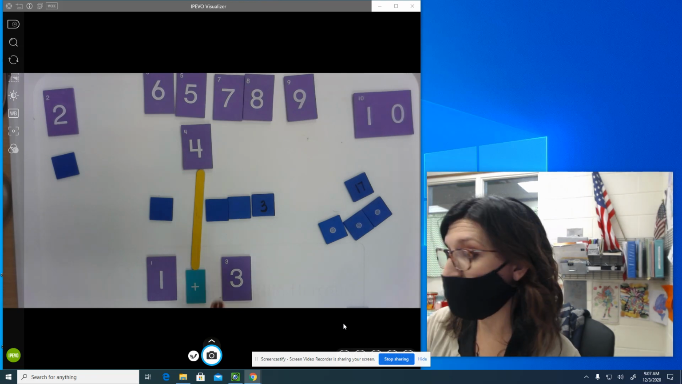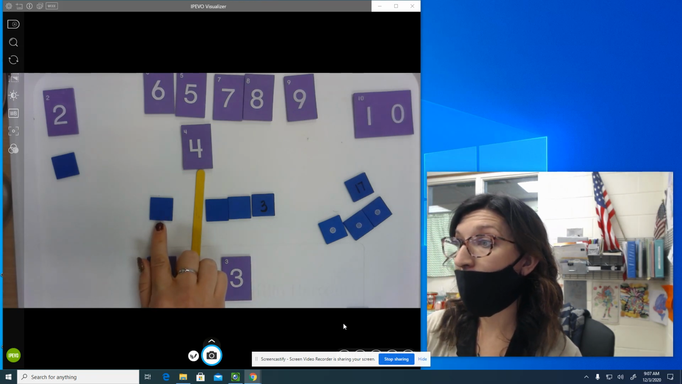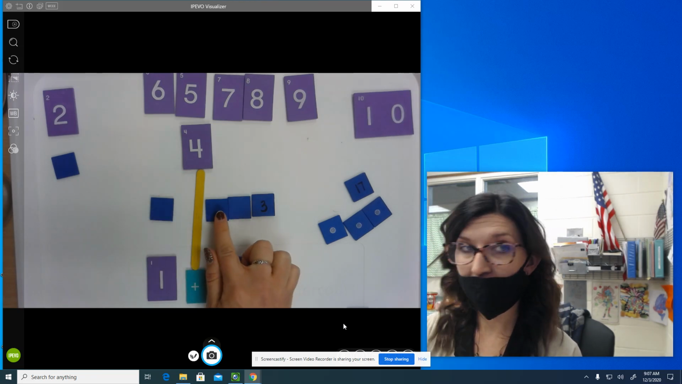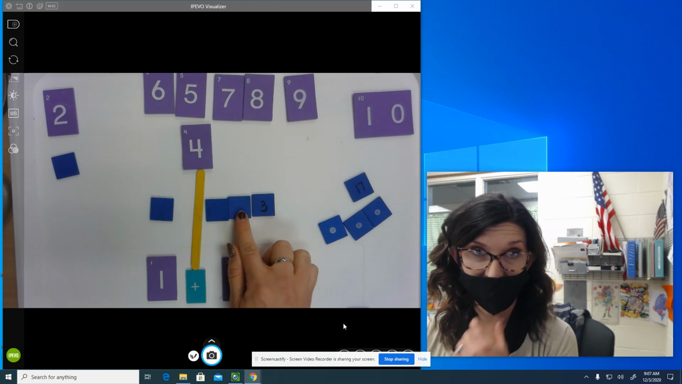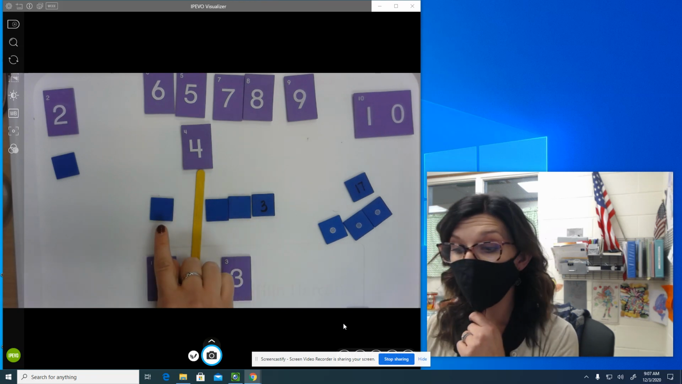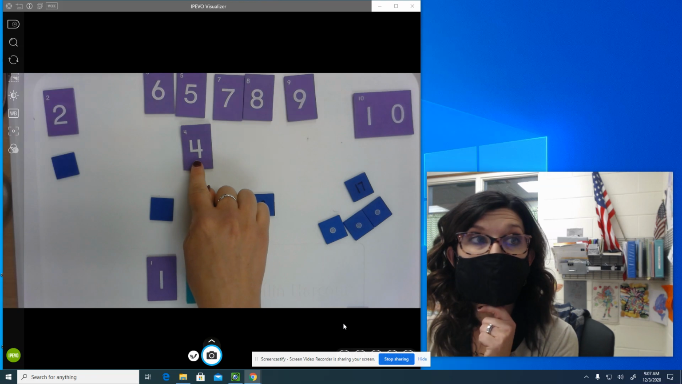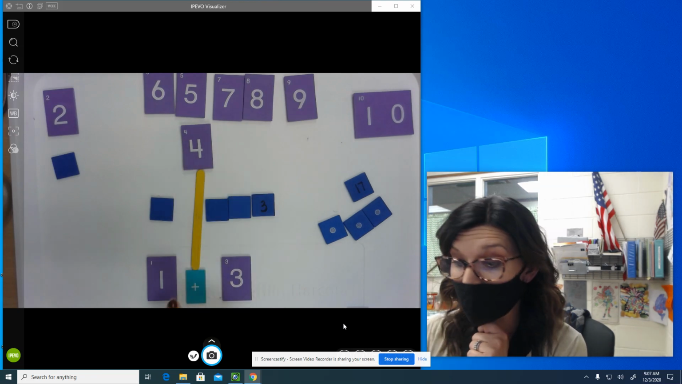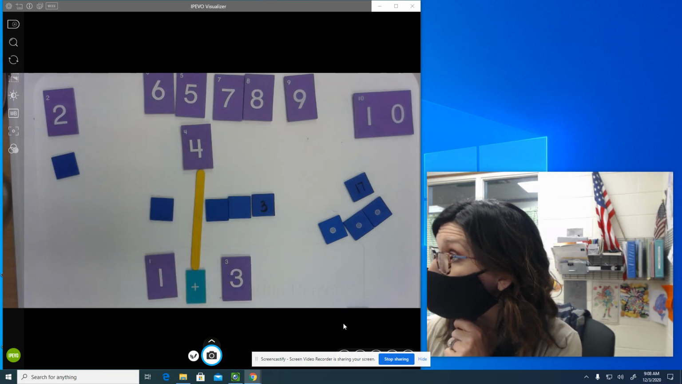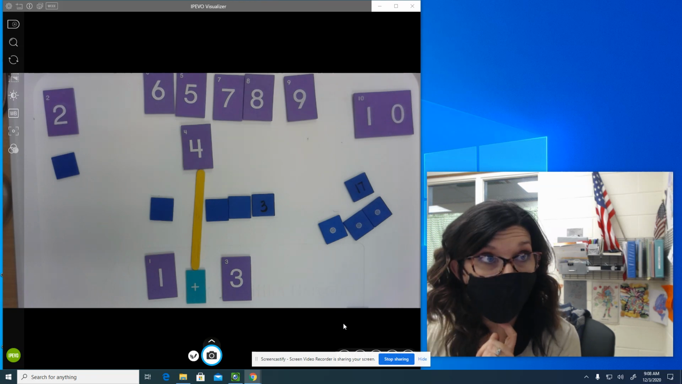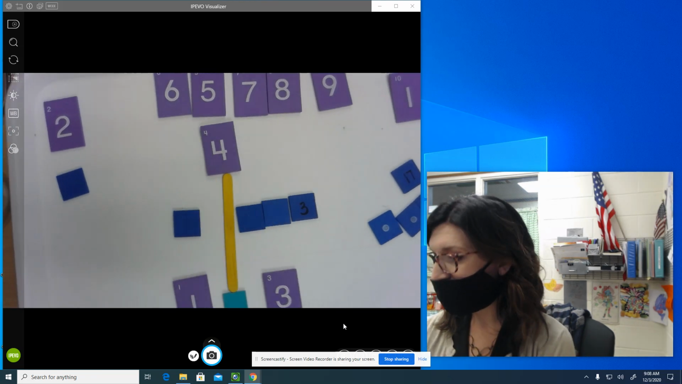I think that's super smart. Kindergarten, touch with us. Here we go. 1, 2, 3, 4. 1 plus 3 equals 4. So 1 and 3 are partners of 4. Great job. Nice work.